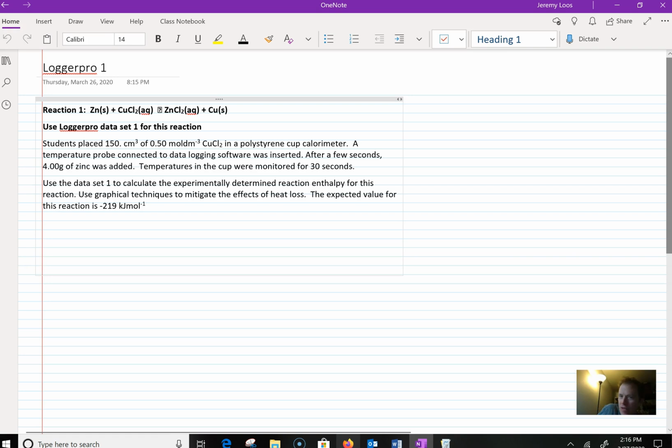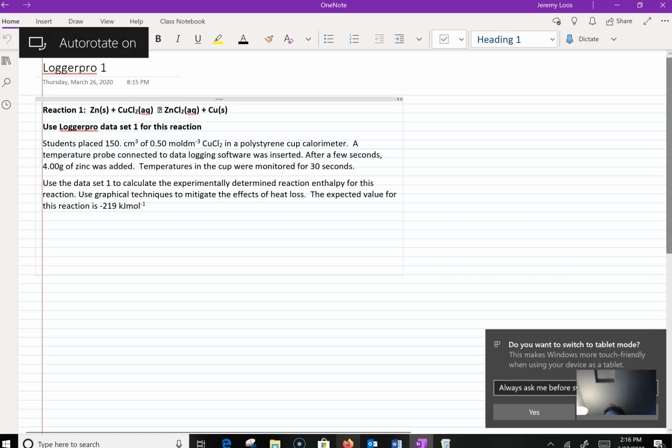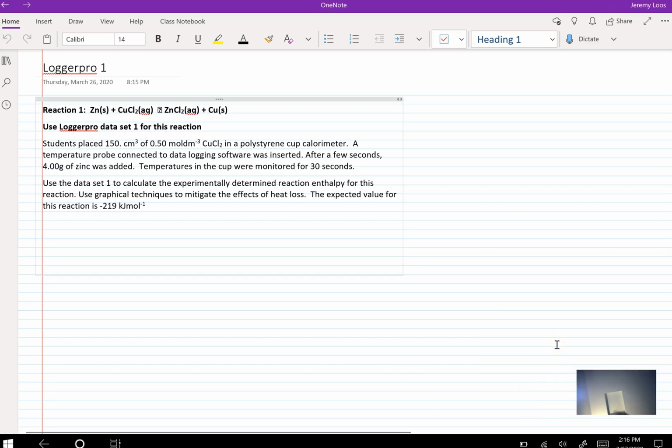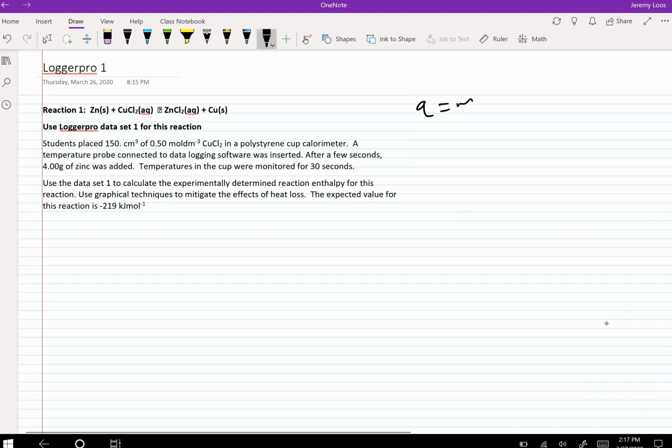Okay, so back to our problem here, and this will be a nice review for solving these kinds of experimental delta H problems in general. I'm going to take this off so you're not looking at the ceiling. All right, so we got 150 cubic centimeters of the 0.5 mole per cubic decimeter copper chloride. So the first thing we're going to want to do here is use good old Q equals MC delta T.